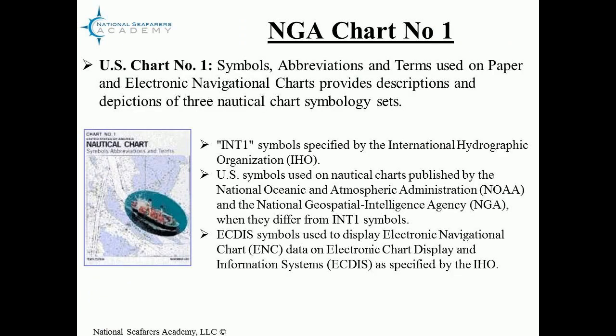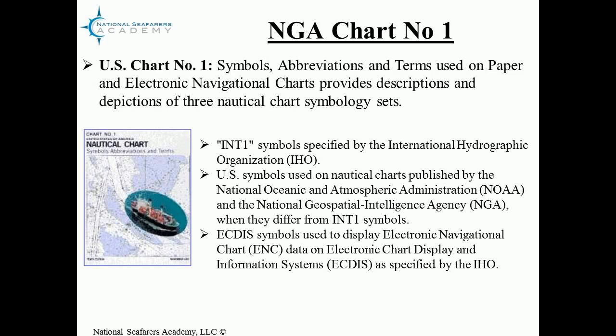The National Geospatial Intelligence Agency Chart Number 1 publication shows symbols, abbreviations, and terms used on paper and electronic navigational charts, and provides descriptions and depictions of 3 nautical chart symbology sets. The 3 sets are: 1. International 1, symbols specified by the International Hydrographic Organization.